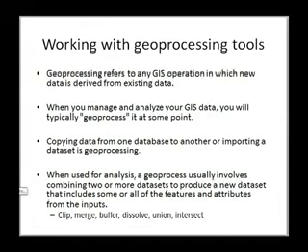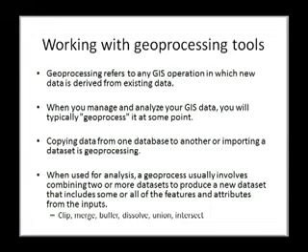Geoprocessing refers to any GIS operation in which new data is derived from existing data. When you manage and analyze your GIS data, you will typically geoprocess it at some point. While working with GIS data in any GIS project, you're going to be performing geoprocessing operations on your data. It can be as simple as copying data from one database to another, importing data from one source to another. That's creating new data. So that's a simple geoprocessing operation. Copying a file. That's real simple geoprocessing.